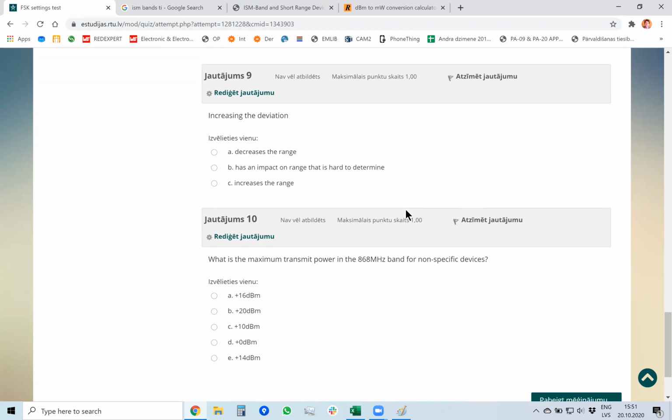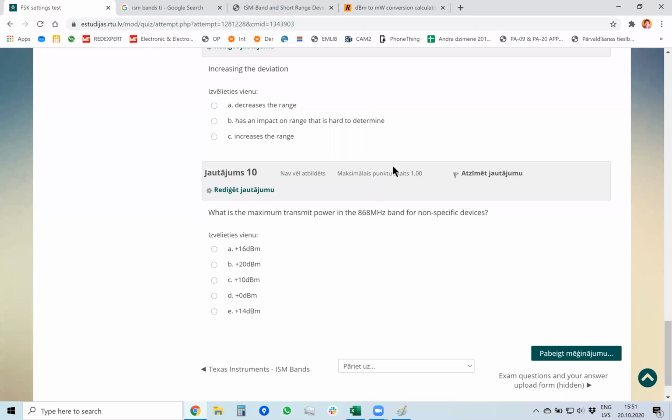Increasing the deviation. If you increase the deviation, on one hand, ones and zeros are further away, so it would be easier to distinguish between them. But the wider the deviation, the wider also the Rx bandwidth, which means more noise can get in. So, you know, you open the gate for the signal, you also open the gate for the noise. So this impact is hard to determine. This is why deviation should be equal to bitrate or 2 times bitrate, something like that.